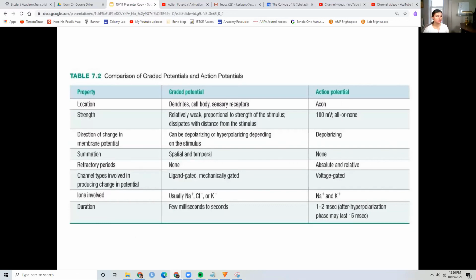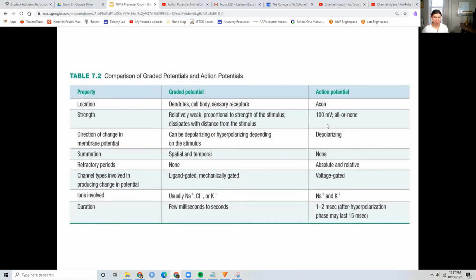Before we move forward, I do want to make sure that we remember the difference between our graded potentials, which is where we started out, and our action potentials, which is what we're firing off now. So our graded potentials, remember, were in response to stimuli, and they were happening in all the places where we receive signals, which are the dendrites and the cell body. Our graded potentials were pretty weak. They were proportional to the strength of the stimulus. So remember that an action potential is always the same size.